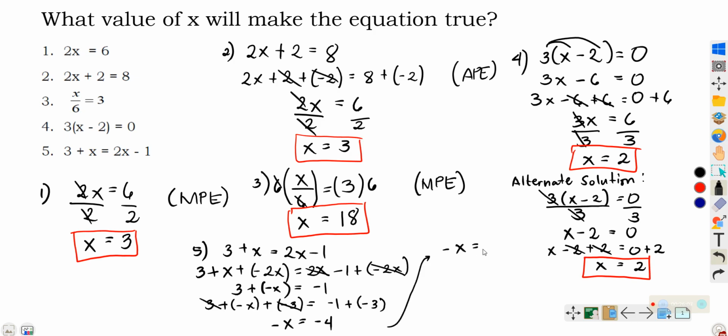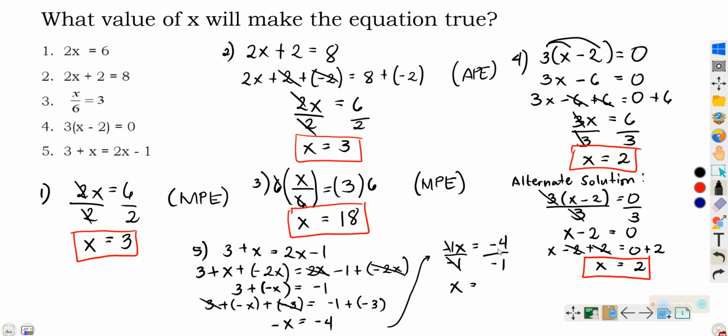Negative x equals negative 4. So, tandaan, negative 1 po yan. Okay? So, para maalis yung negative 1, i-divide natin sa negative 1 both sides. Okay? Negative 1 divided by negative 1, since parehas negative yan, magiging positive 1 na po yan. Okay? So, x na ulit ang matitira dito.